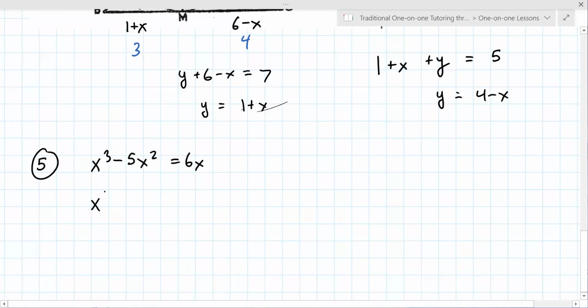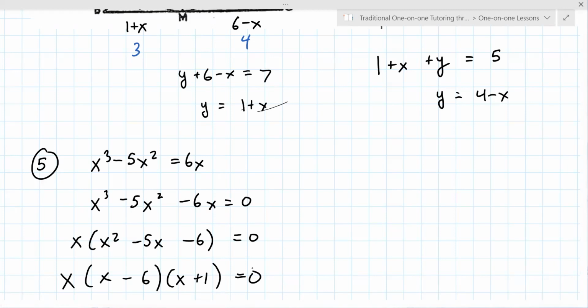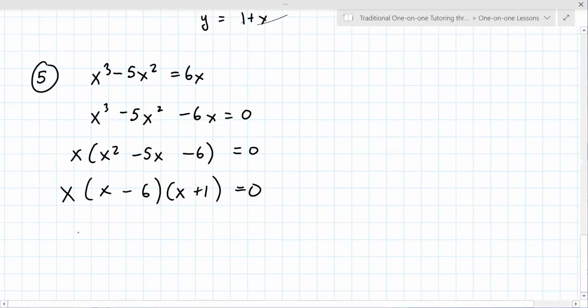So you want to move everything to one side. And then you want to factor out an x. And then you have to factor this. So this is two numbers that multiply to 6 but add up to -5: x minus 6, x plus 1. And then you get your 3 roots here. So you get x equals 0, x minus 6 equals 0, x plus 1 equals 0. So x equals 6.